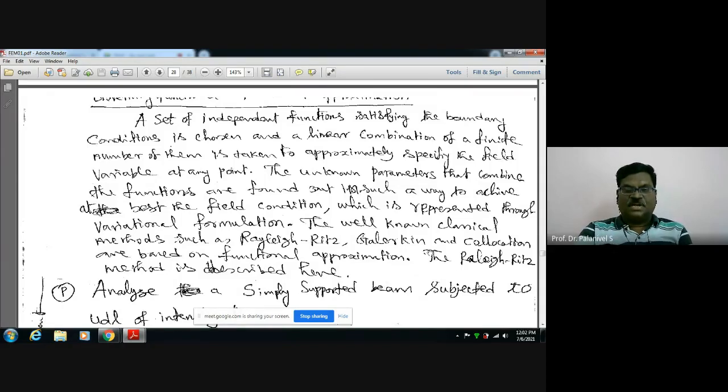Okay, so I will do governing functional, governing differential equation, that is the equilibrium approach. Next, I am going for another approach called the energy approach. In that, this functional approximation, the Rayleigh-Ritz method, Galerkin and collocation methods are there. We are going to discuss the Rayleigh-Ritz method.